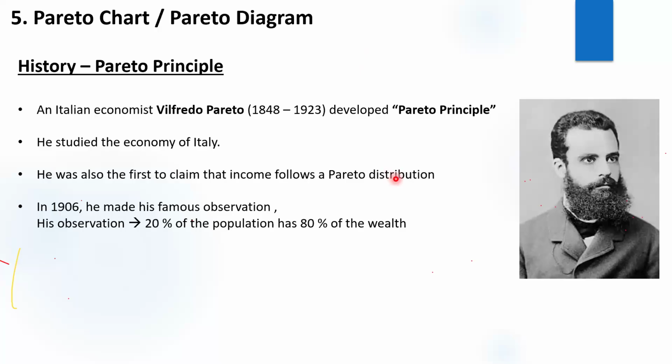He was an Italian economist. He developed the Pareto principle. He studied the economy of Italy, and he was first to claim that income follows the Pareto distribution. That is, 20% of the population has 80% of the wealth. Now, our next topic of discussion is why it is applicable in industry. Okay, so let me explain the next slide.